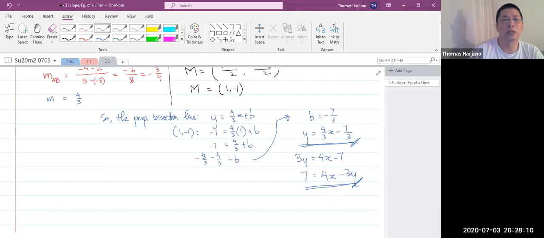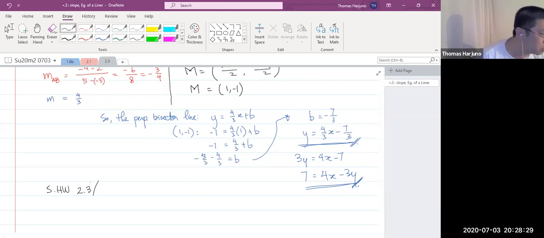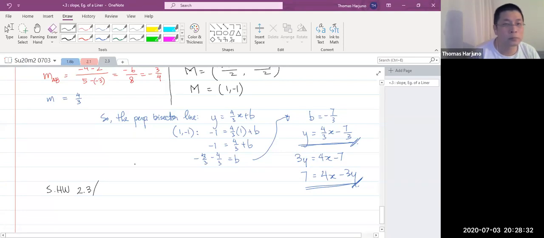Okay, now suggested homework for this section, suggested homework for 2.3 will be, and I assume that you already did some of them, okay, but I would like you to do number 21 to number 37. Just do the odd ones as always.